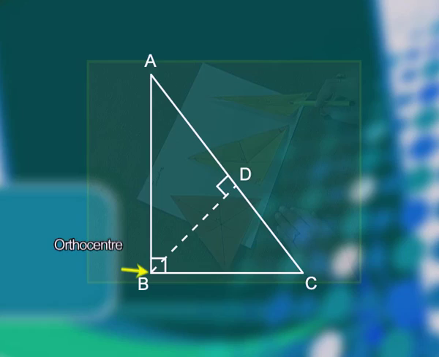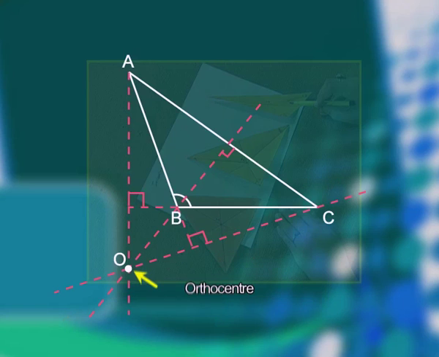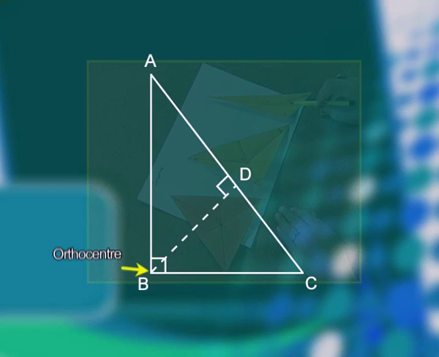Dear students, we have seen the position of orthocenter in three different types of triangles. Look here, in an acute triangle, orthocenter lies inside the triangle. In an obtuse triangle, orthocenter lies outside the triangle, and in a right triangle, orthocenter lies on the vertex where the 90-degree angle, that is a right angle, is formed. You can verify this activity by taking different types of triangles on your own.